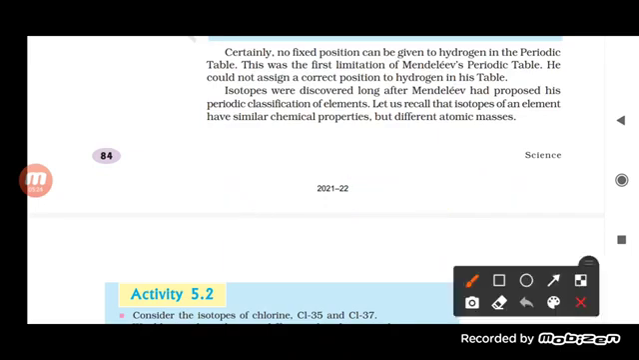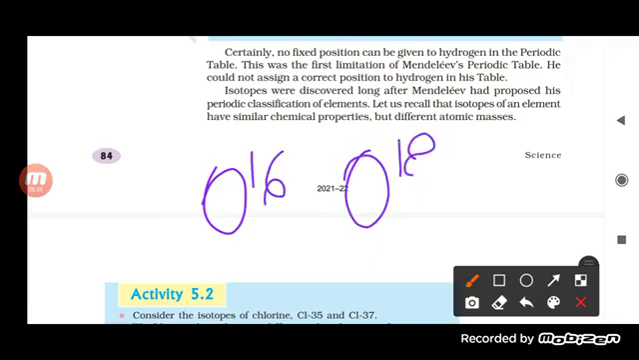Next one is oxygen. Oxygen, whose atomic number is 8 and atomic mass is 16, also exists as oxygen-18. So both of them have the same atomic number but different atomic masses, and these are called isotopes.